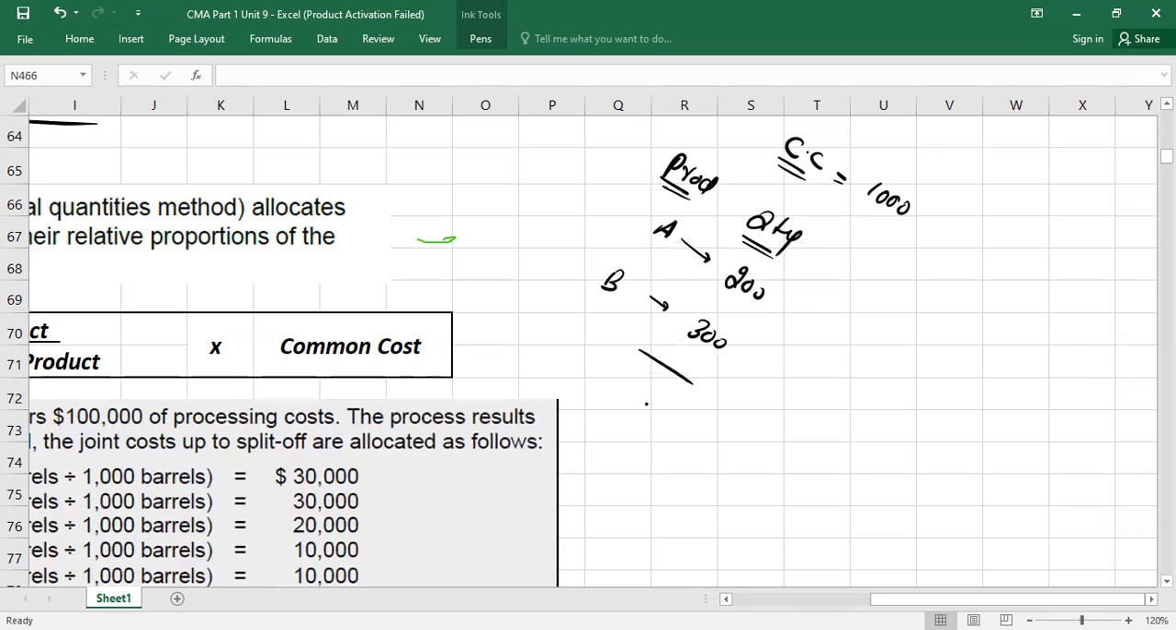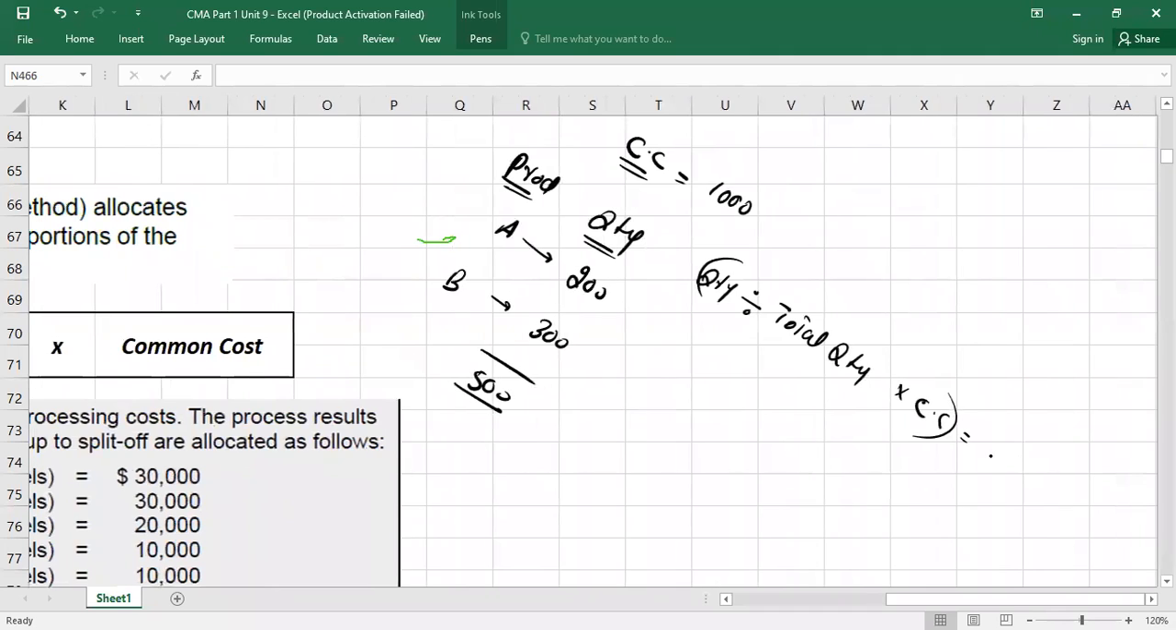So total units, how much are we producing? 500. This is the only information we need to allocate the common cost. Now we can allocate the common cost. How will we allocate? I will apply this formula: I'll take the quantity of the product divided by total quantity, and multiply with the common cost. I'll get the allocated common cost for the product.